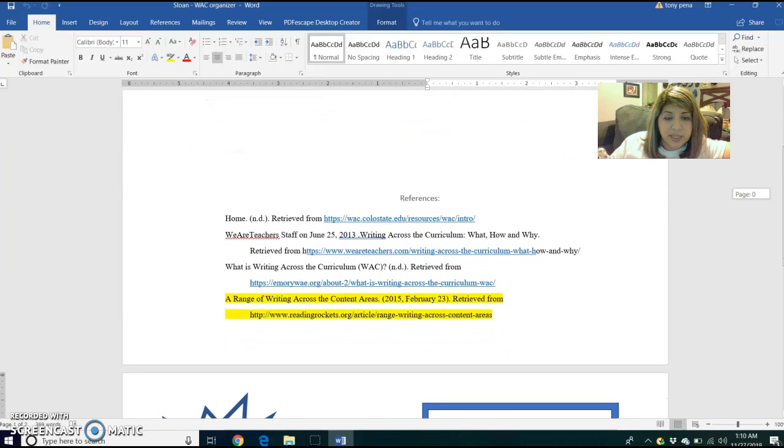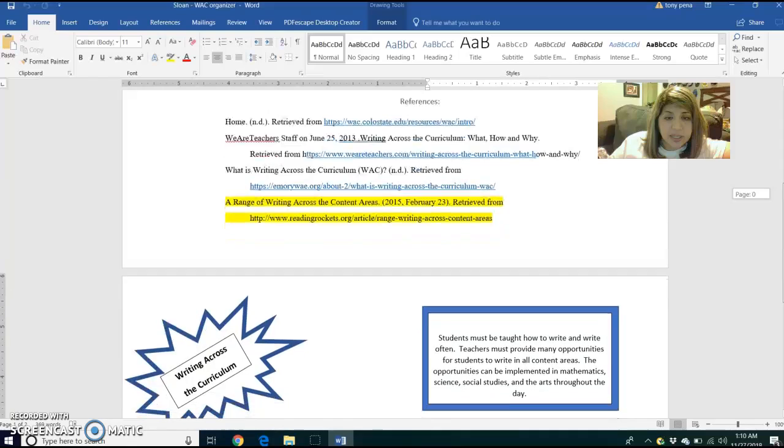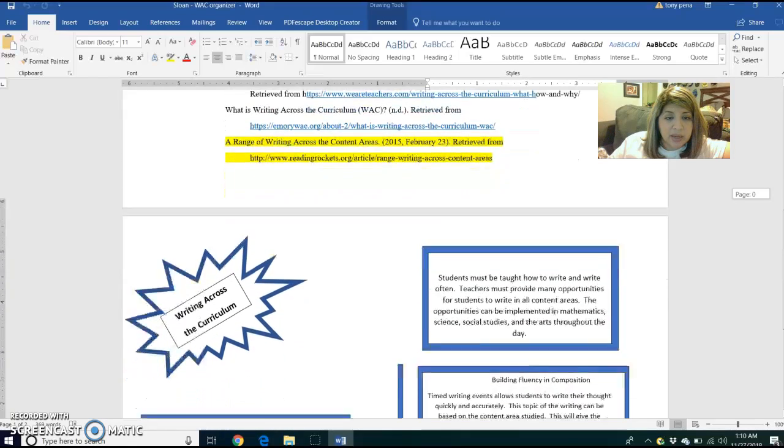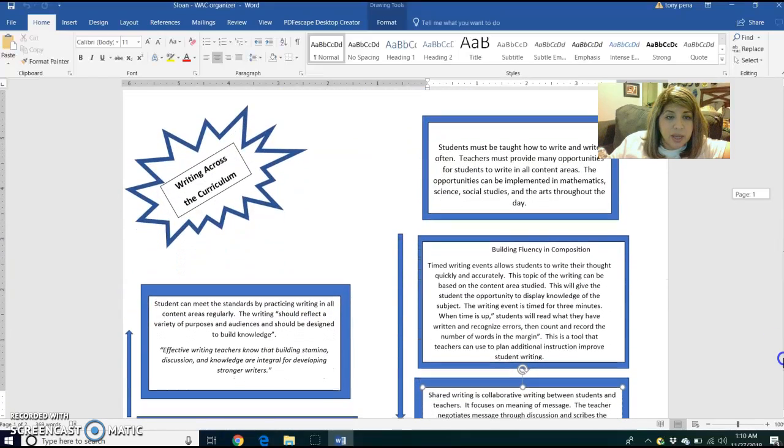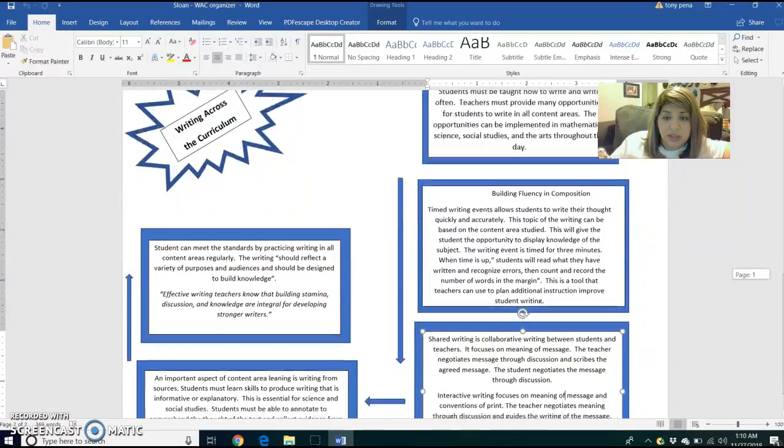These are the three websites that I chose, and the one that I highlighted is the one that I use for this Writing Across the Curriculum organizer. I learned on this website that, as we all know, students must be taught how to read and write often, and that as teachers we must provide all the opportunities as much as possible, in all content areas.